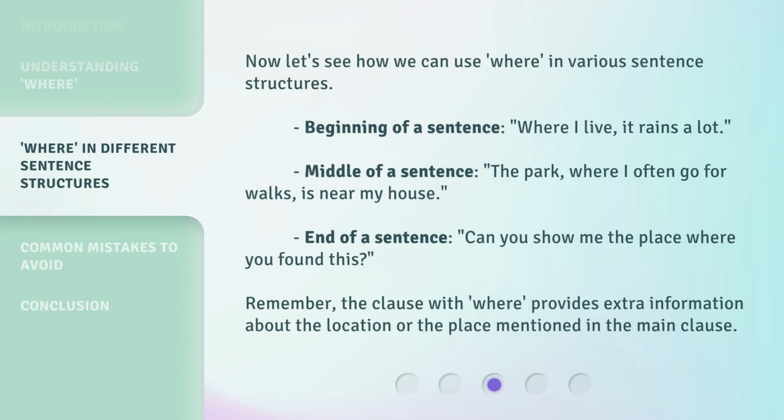Now let's see how we can use where in various sentence structures. Beginning of a sentence. Where I live, it rains a lot. Middle of a sentence. The park, where I often go for walks, is near my house. End of a sentence. Can you show me the place where you found this? Remember, the clause with where provides extra information about the location or the place mentioned in the main clause.